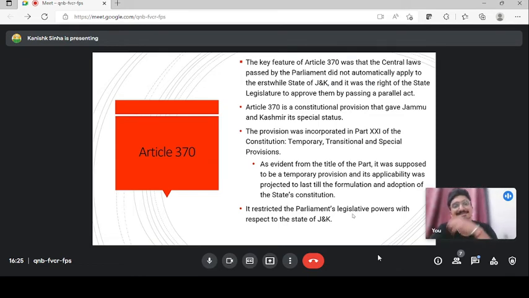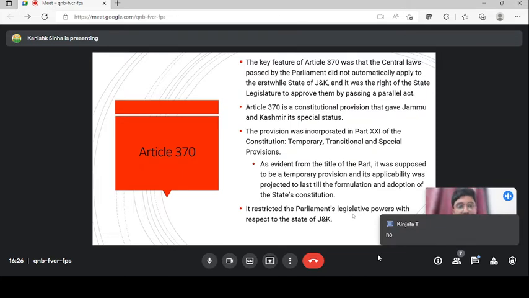The key feature of Article 370 was that the central laws passed by the parliament did not automatically apply to the state of Jammu Kashmir, and it was the right of the state legislature to approve them by passing a parallel act. So guys, if I take an example: if Article 370 was not scrapped and the farm law was brought in the country, or any other act was brought, would it be applied to Jammu and Kashmir or not?